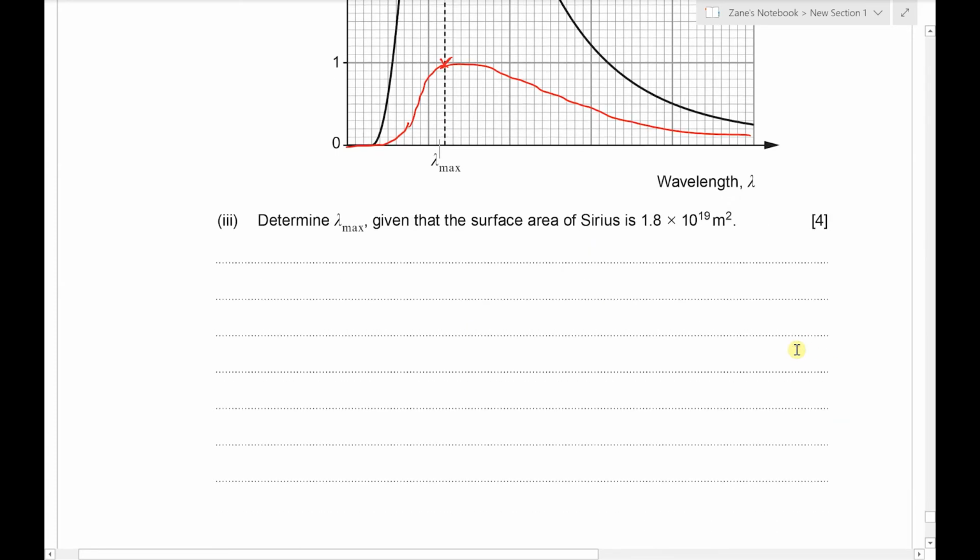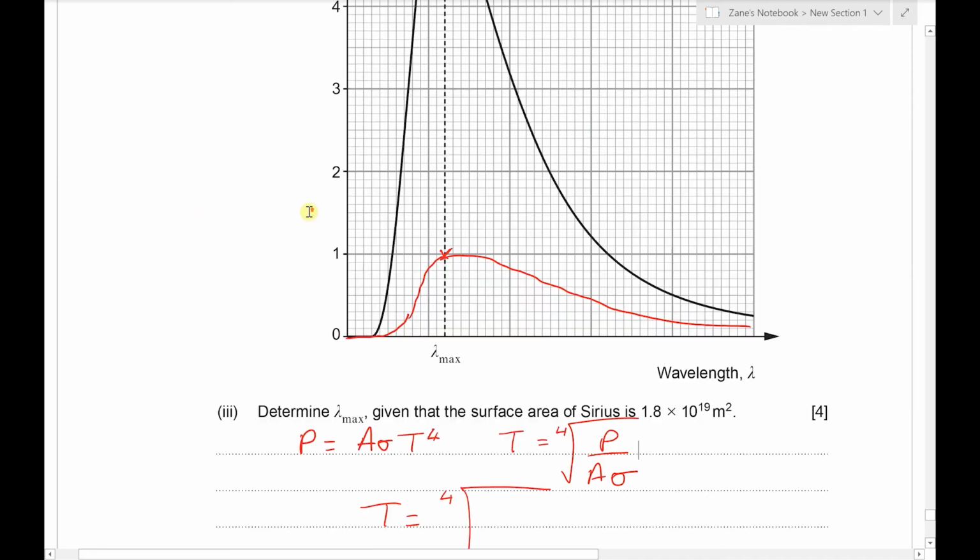Next we've got to determine lambda max, given that the surface area of Sirius is 1.8 times 10 to the 19. So first of all we're going to use Stefan's law, P equals A sigma T to the 4. And we're going to rearrange that for T so that we can find the temperature of Sirius. So T is going to be the 4th root of P over A sigma.